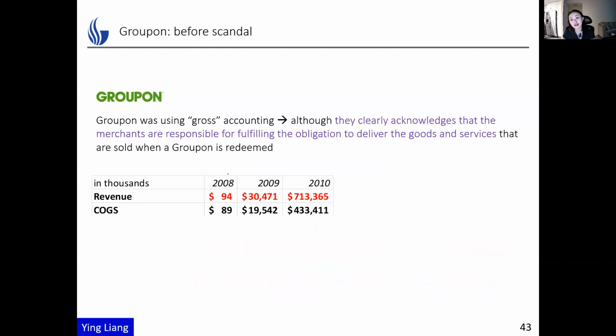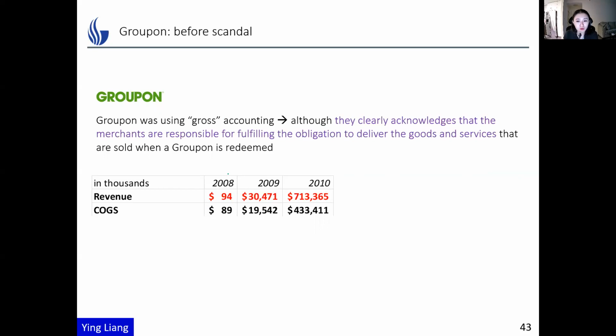Now, Groupon is another very classic example. In 2011, Groupon went public. And in this IPO, the SEC found out that they were using gross accounting, although they are clearly an agent. Think about it: say I just purchased an annual membership of Costco from Groupon. Groupon is not going to be responsible for any of these problems. I should go to Costco directly, right? So clearly, they are an agent.